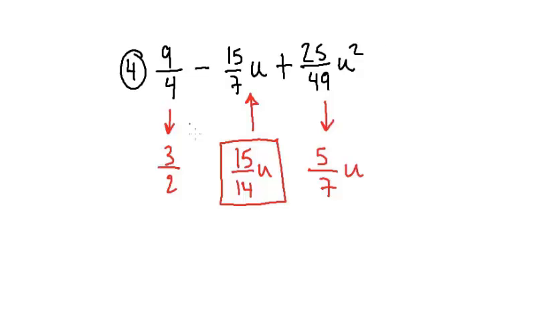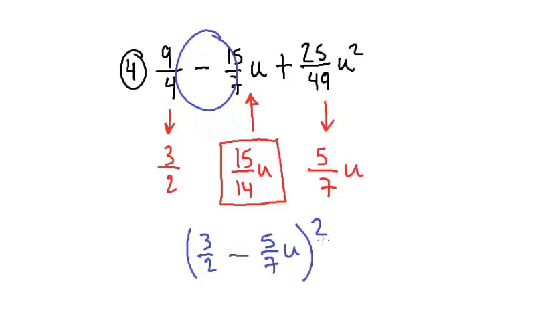And the answer for this exercise will be 3 over 2, the middle sign, which is minus, 5 over 7u. And that was going to be squared. If you notice, the letters are in kind of like the opposite order. This doesn't matter. As long as the process is fulfilled, there is no problem with this. So that will be the answer for this exercise.